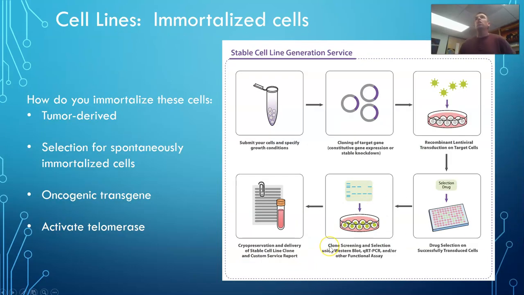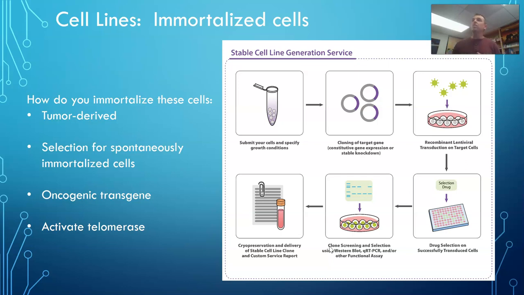Cell lines then are immortalized versions of cells. So they might have started off as primary cells, but they are now immortalized, and so they can grow indefinitely. Before I get into how this happens, the obvious plus side to this is that they are much easier to grow, and you can grow them indefinitely.